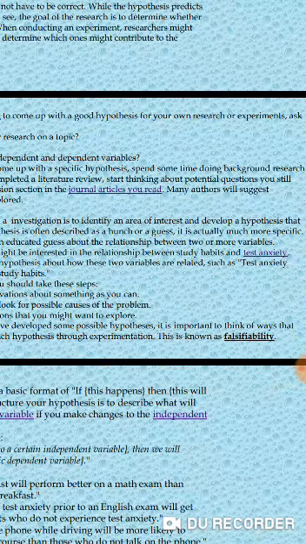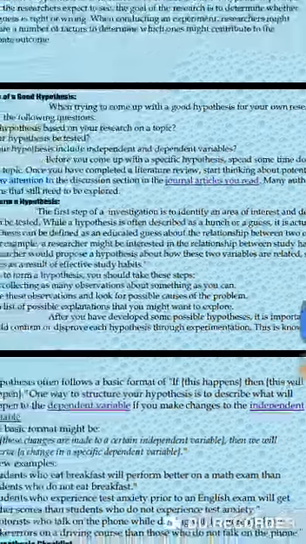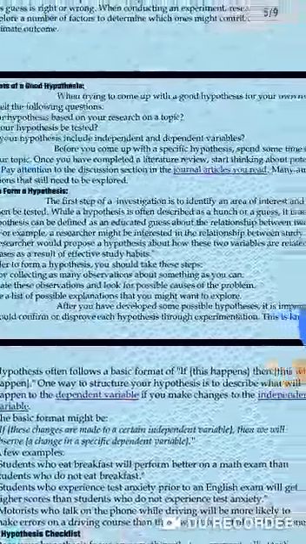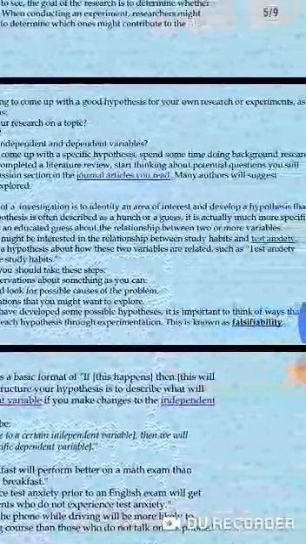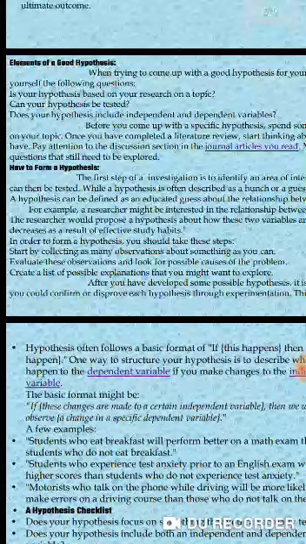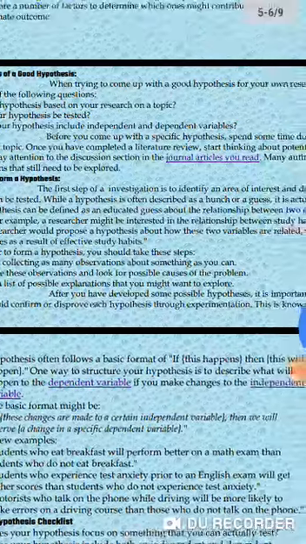For example, a researcher might be interested in the relationship between study habits and test anxiety. These are the two variables. The researchers would propose a hypothesis about how these two variables are related, such as test anxiety decreases as a result of effective study habits.